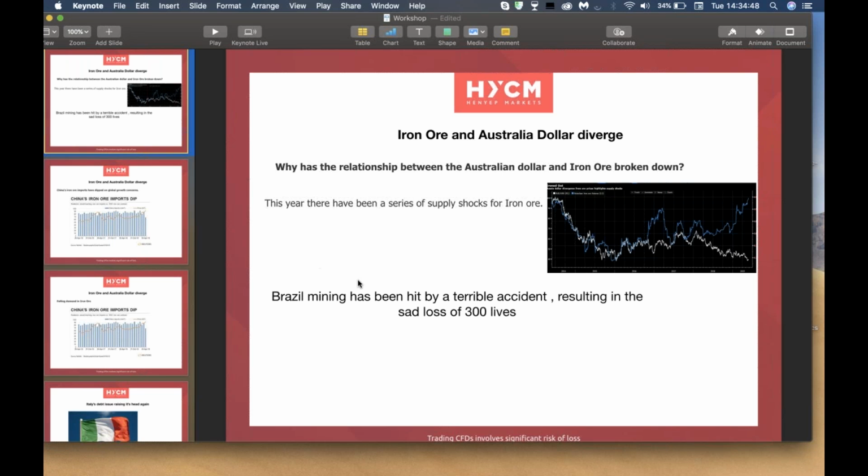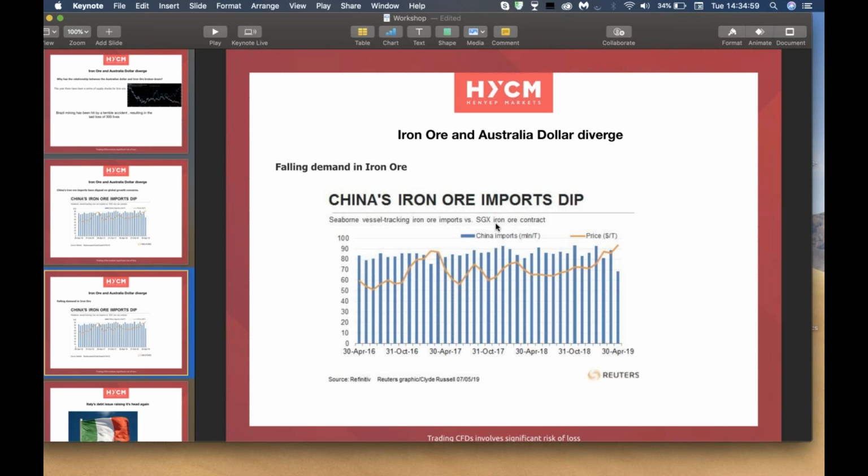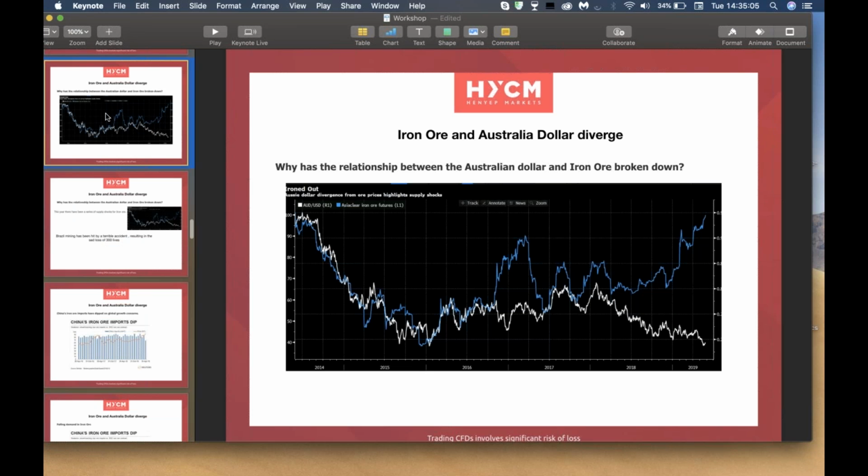So what this means is that once Brazil's output recovers, supply will flood back into the market. And when supply floods back into the market, but demand has dipped, it means we're likely to see the relationship between iron ore and the Australian dollar return. And when they return, it's going to be the price of iron ore that's going to start moving down back in conjunction with the Australian US dollar. So the warning here is that iron ore prices potentially look very overpriced at the moment.